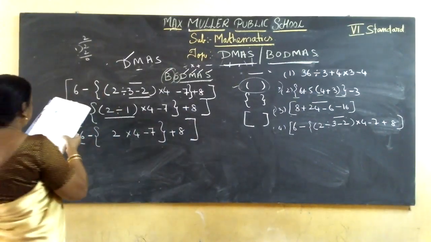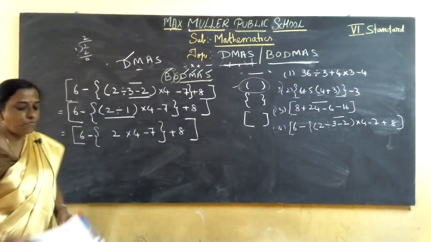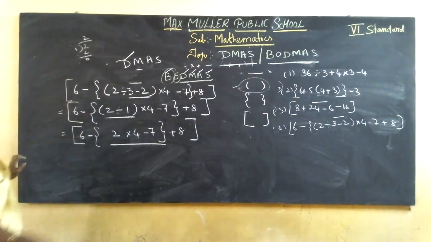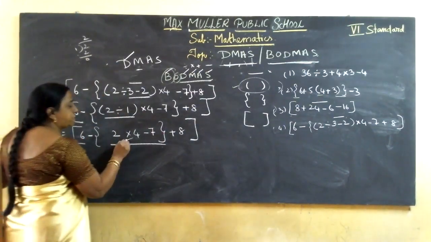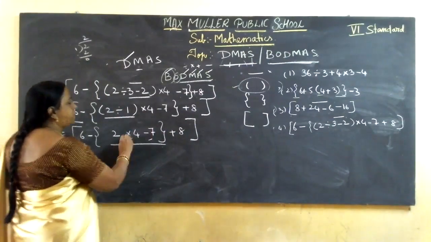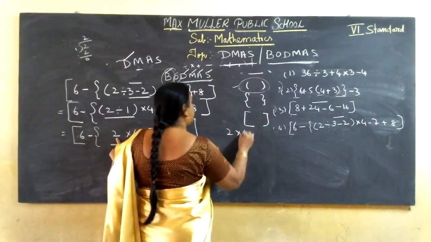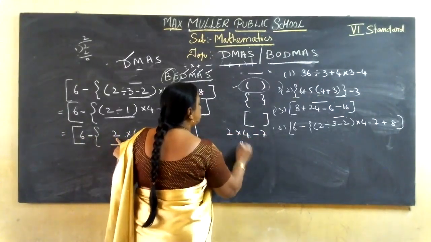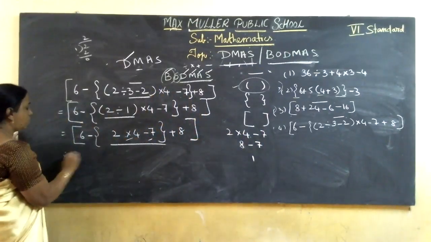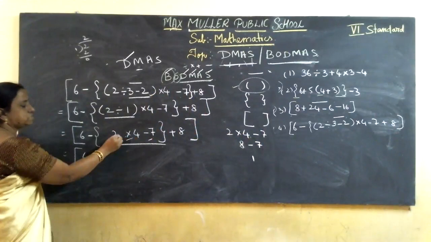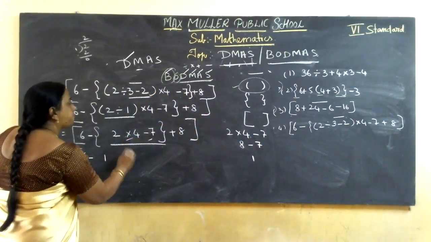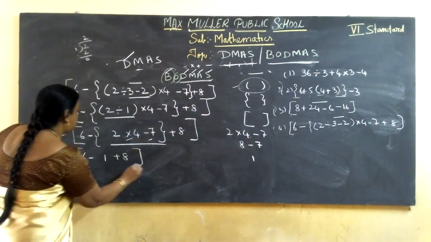Then which bracket should we go for? Next we should go for the flower bracket, or you can say curly bracket. From here to here you should solve. Here multiplication is there, subtraction is there. So first what should you do? Multiply, then subtract. So if you solve this, 2 into 4 minus 7: 4 2s are 8, minus 7 equals 1. So here, open 6 minus 4 2s are 8, 8 minus 7 is what? 1. 1 plus 8. Close the bracket.